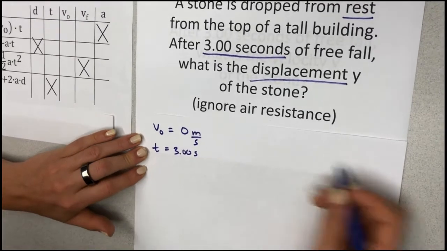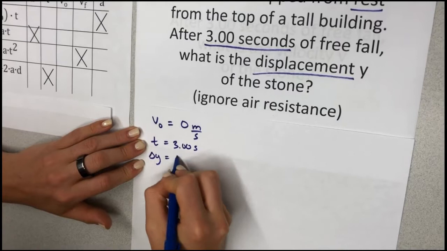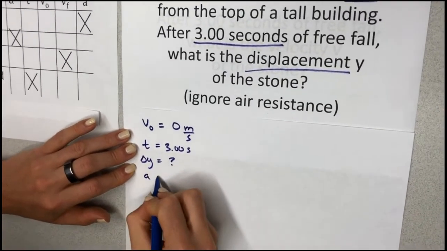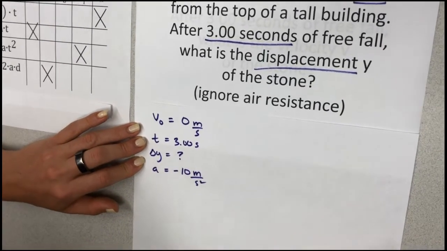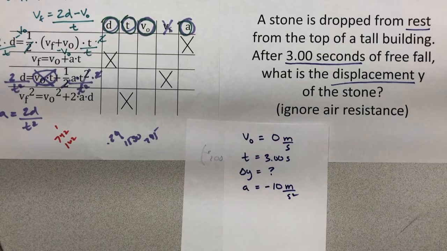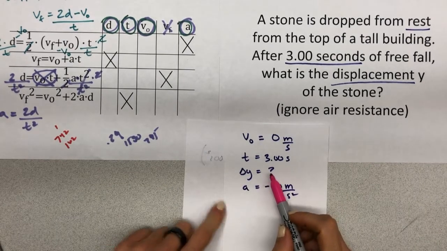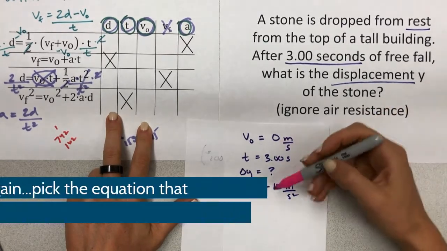What is the displacement? So it's calling it y. I'm going to call it delta y of the stone. And we also know, don't forget, we always know that the acceleration due to gravity is 10 meters per second squared. So we're trying to figure out delta y. So we need to take a look over here and figure out what equation we're going to use.